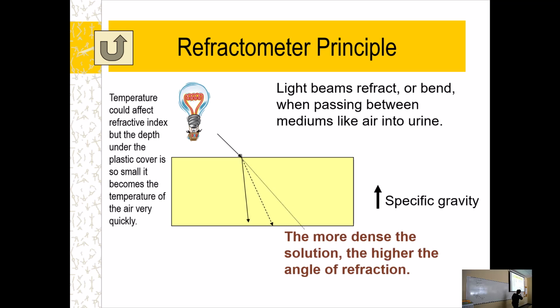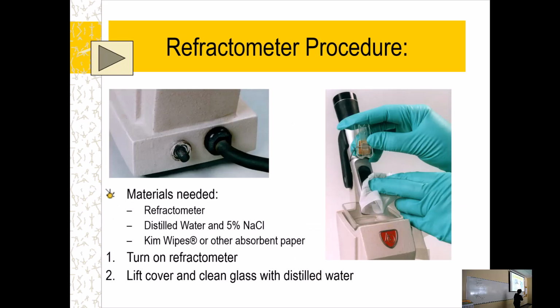Temperature could affect this, but the depth under the plastic cover is so small it's not going to affect us too much, because it comes to room temperature pretty quick. We put a tiny little drop under the refractometer, put the lid down, and look at it. Has anybody looked at the videos for tomorrow yet? Make sure you watch those lab videos before you come to lab tomorrow. There is one on the refractometer, and I talk a lot about how it works. The more dense the solution, the higher the angle of the refraction. On the back of the refractometer, there's a little light switch that turns the light on.